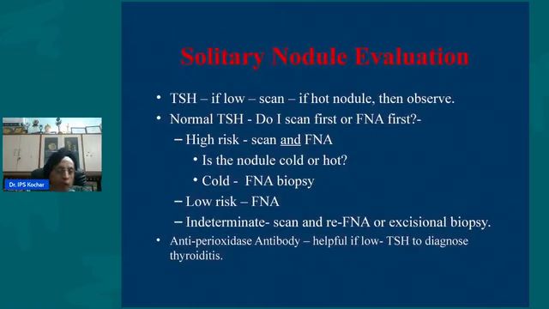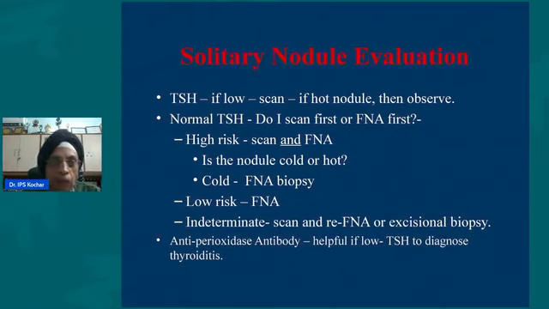So when you want to evaluate a solitary nodule, if the TSH is low, scan. It's very, very helpful if the TSH is low. Scan. If it is a hot nodule, observe what's going on. Is it maybe because of hyperthyroidism? It's an autonomous nodule producing an excess amount of thyroxine. If the TSH is normal, that means the TSH is not suppressed.